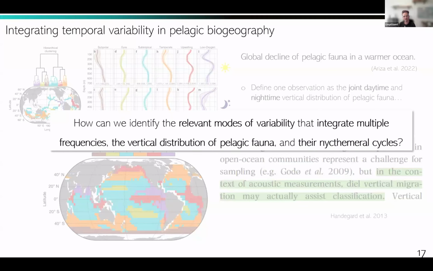So if we try to summarize the challenges that acoustic pelagic fauna biogeography is facing, we could ask, how can we identify relevant modes of variability that integrate at the same time multiple frequencies, the vertical distribution of the fauna, and as well the nocturnal cycle.